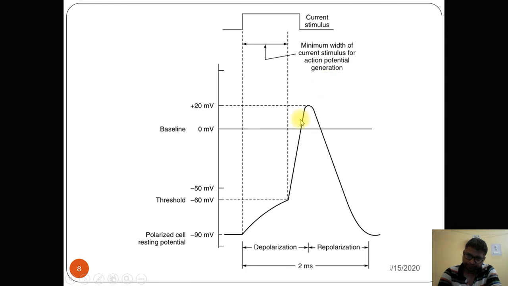But if the signal crosses this threshold value, then the action potential happens. When the cell moves from minus 90 millivolt to plus 20 millivolt, this action is known as depolarization. During this depolarization, outside the cell we will have negative charge, and inside, at this position, we will have positive charge.